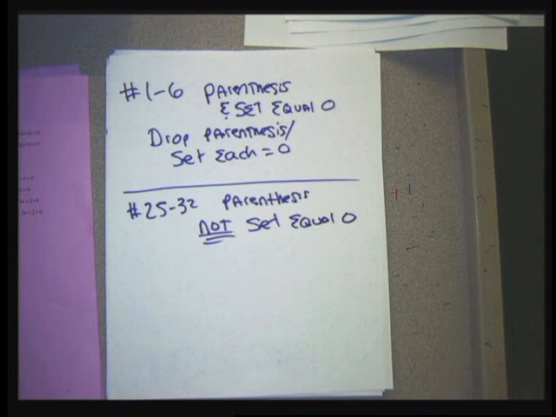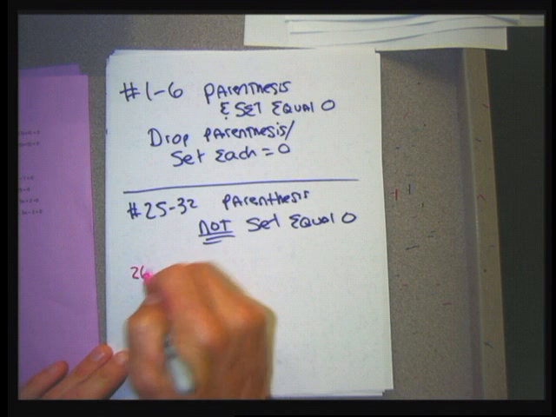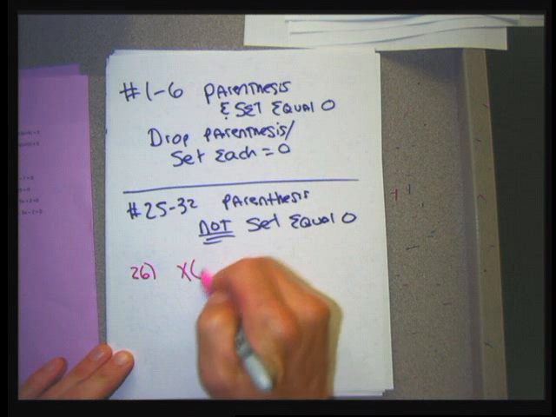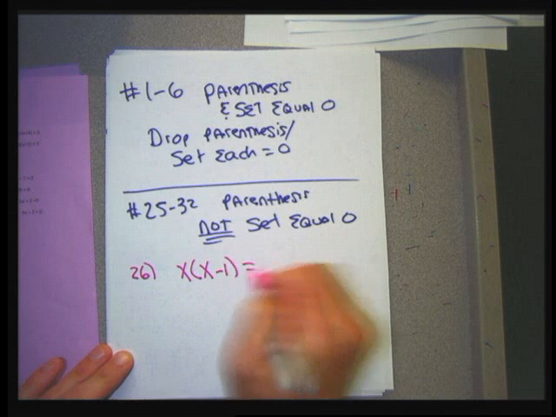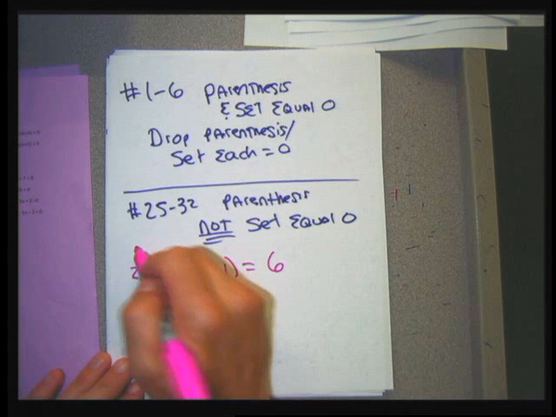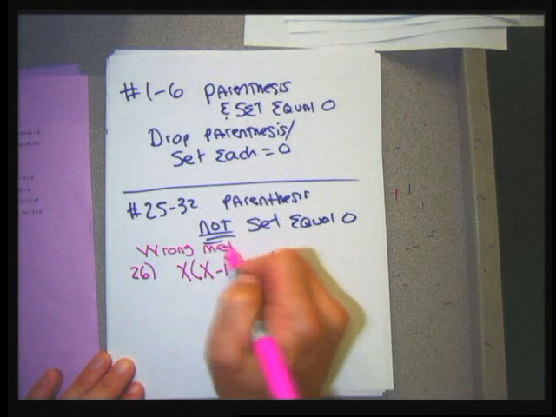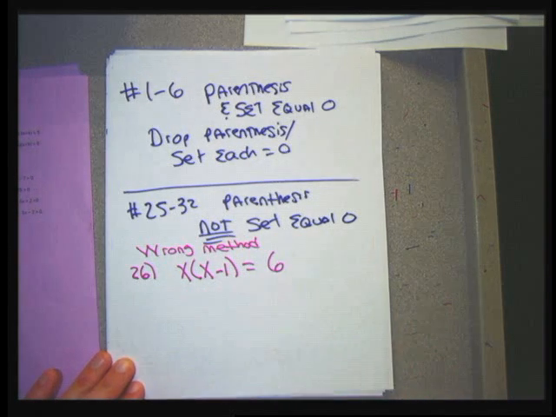Absolutely guaranteed, the answers that you'd get by setting the parentheses equal to 0 would be wrong. If I tried to do 26 like I did the other problems, it would seem like I should just be able to set x equal to 6 and x minus 1 equal to 6. This is the wrong method. So these problems that have parentheses that are not set equal to 0, you just can't do this.